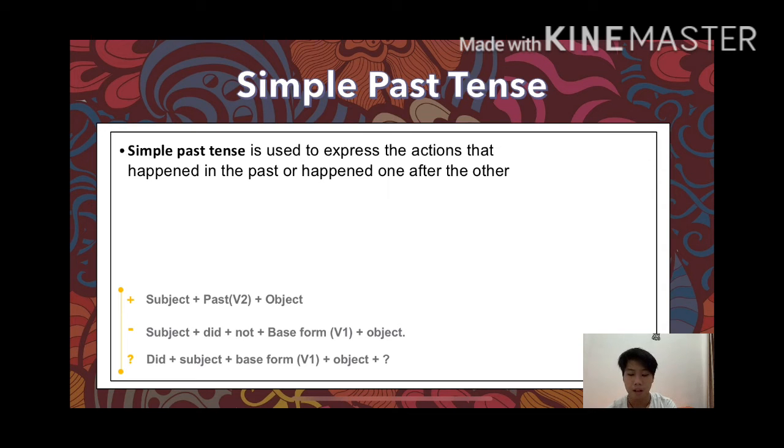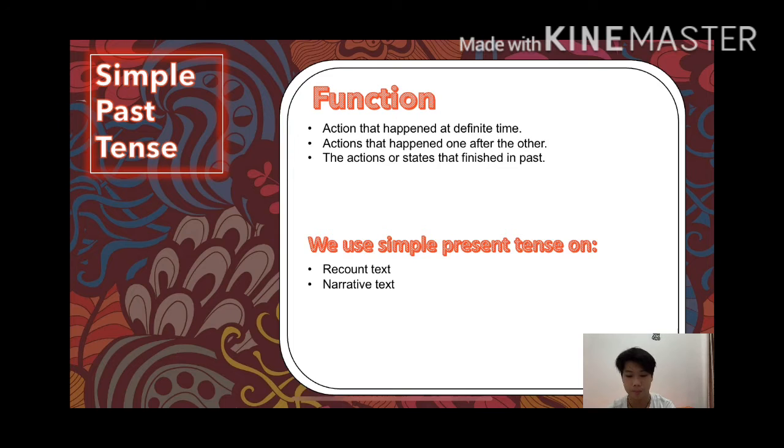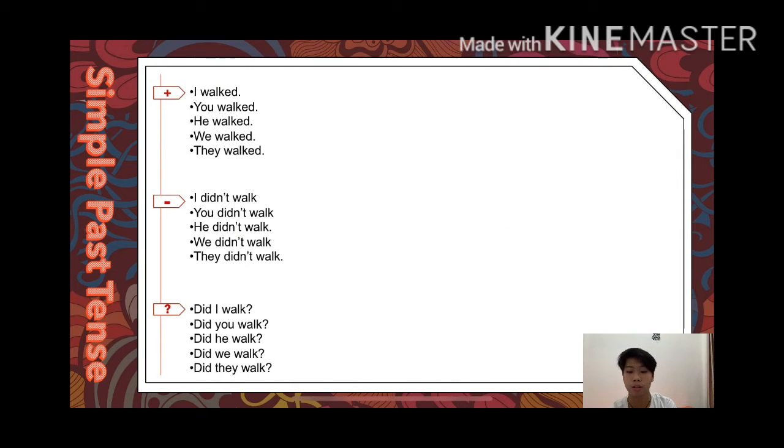Simple past tense is used to express the action that happened in the past or happened one after the other. The function is action that happened at a definite time, action that happened one after the other, the action or steps that finished in the past. We use it in recount text and narrative text. Okay, for the example, the positive one is: I walked, and the negative one is: I didn't walk. And the question is: did I walk?